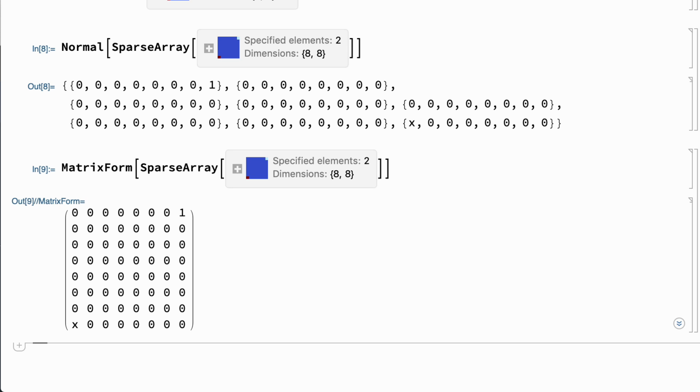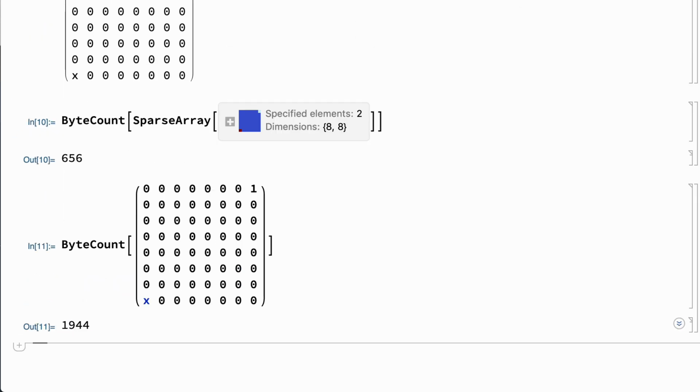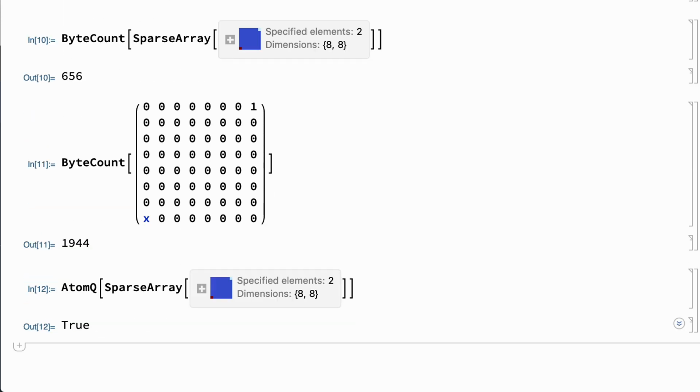Sparse arrays are useful primarily for working with large arrays in which most of the array elements are 0. Even in this small example, the sparse array expression uses less memory than the equivalent array represented as a list of lists, and for larger arrays, the benefits of sparse arrays in memory and computer time can be quite large. The sparse array expression is an atom. That atom does, however, behave much like a normal expression.